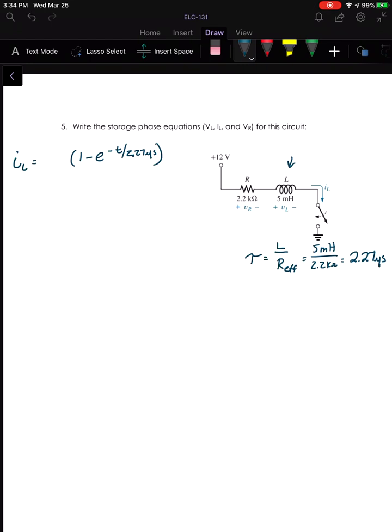Now, what is the maximum current we're going to? Well, eventually, we're going to have all the current flowing through the inductor, and the inductor at steady state equals a short circuit, okay? So basically, once we get to steady state, this is just a wire here. So our I sub L max will be E over R, which is 12 volts over 2.2K. So that'll be about 5.45 milliamps at max.